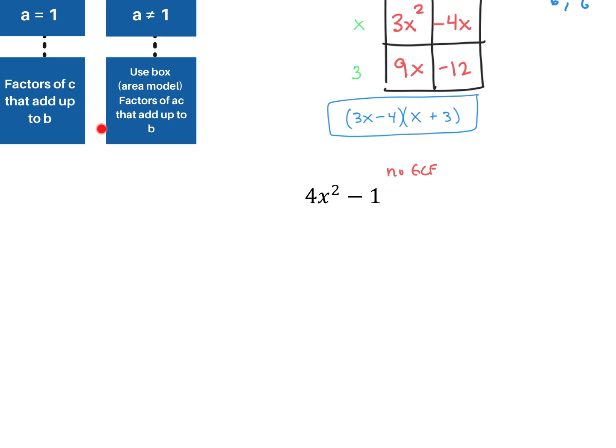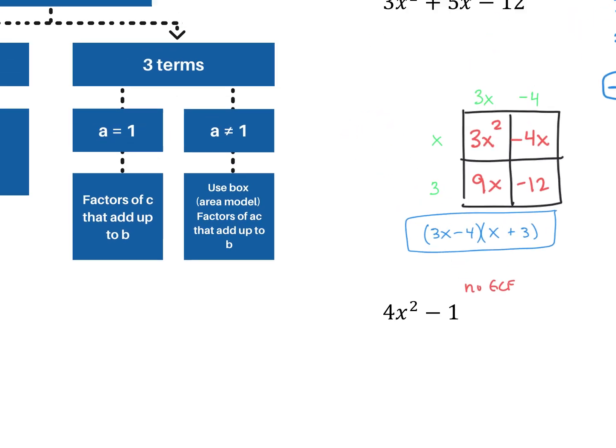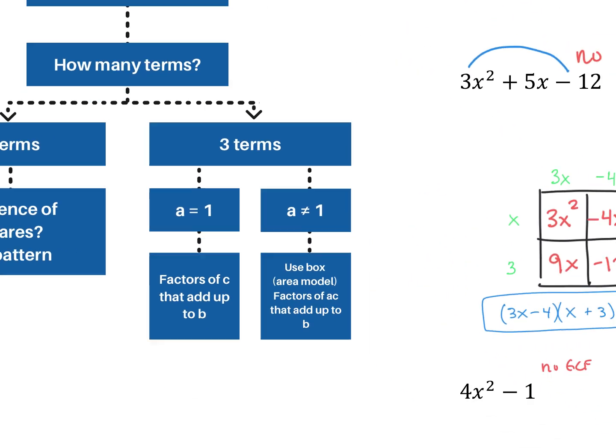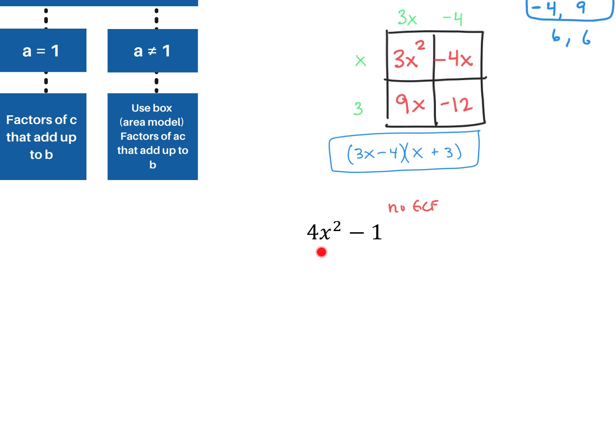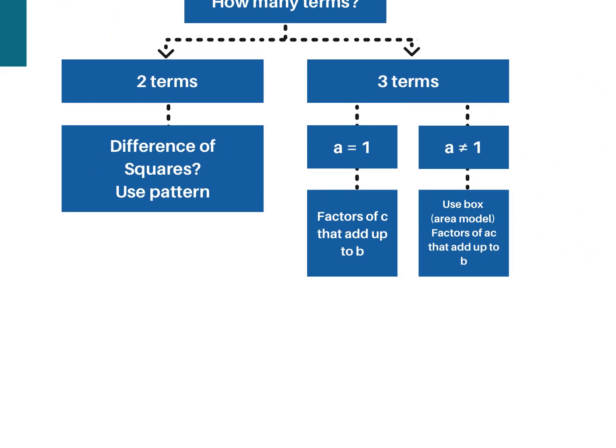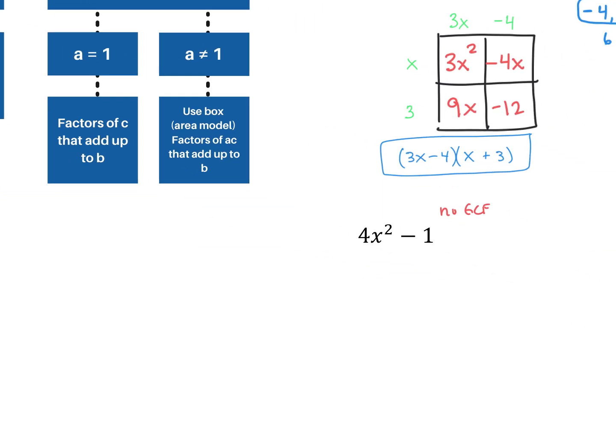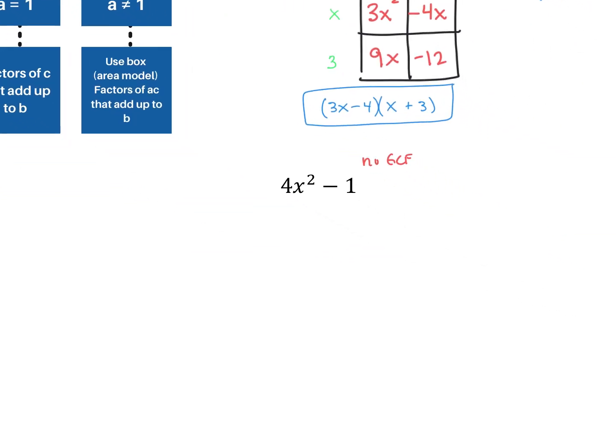All right, the next question that we ask is, how many terms? Well, there are 2 terms. So when you have 2 terms, you want to ask yourself, is this a difference of squares? And if so, then we'll use the difference of squares pattern to factor this. So these 2 terms we have over here, is this a difference of squares pattern?